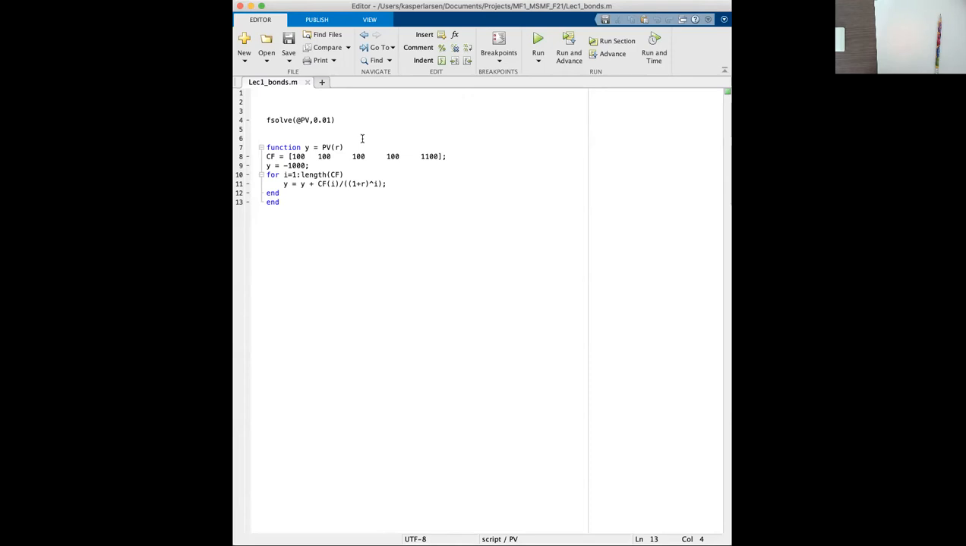I have a function. So this is Lec1A bonds. I have a function, and I have my cash flow. So I have payments. Let me write them on the paper too here. So I have 1, 2, 3, 4. I have 5 payments. I have a big one at the end. This is 1,100. And then I have 4 smaller ones that come first, at 100 each.